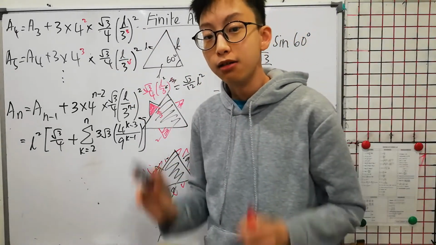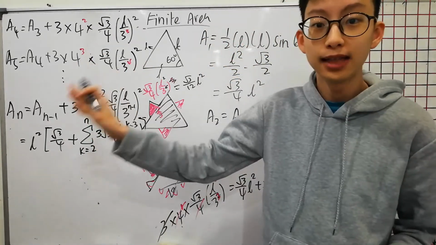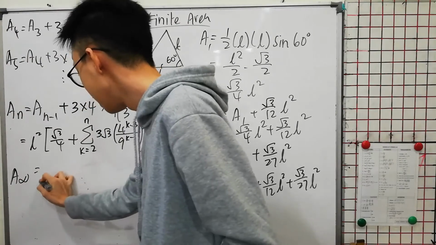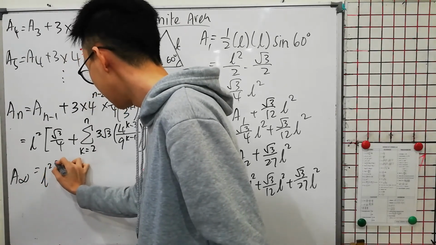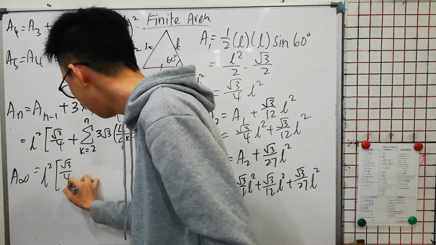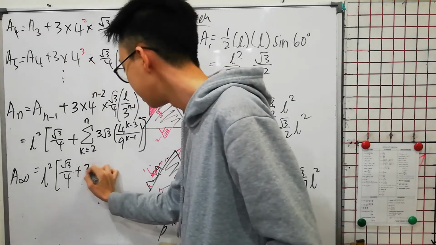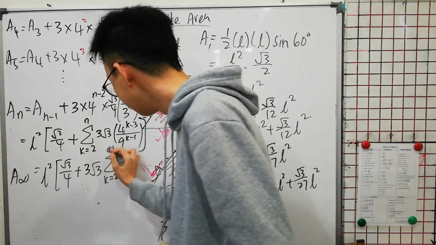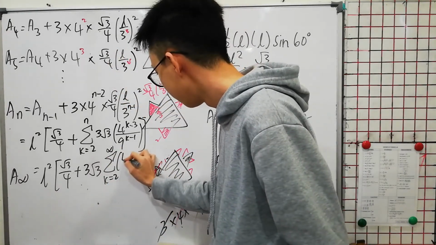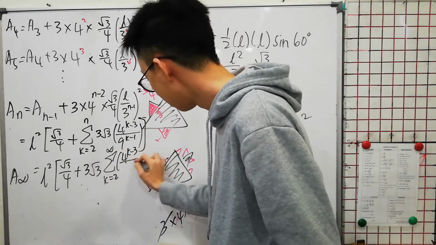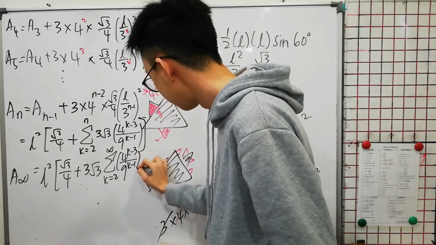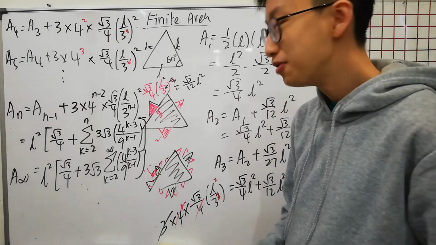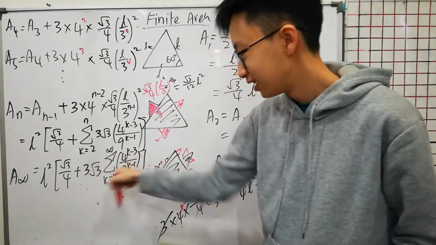And remember, we do it for infinitely many times, which means we are taking a infinity, which is L squared times root 3 over 4 plus, okay, we take out this 3 root 3 from the sum k equals 2 to infinity of 4k minus 3 over 9 to the k minus 1. And for now, we just need to compute this series here.